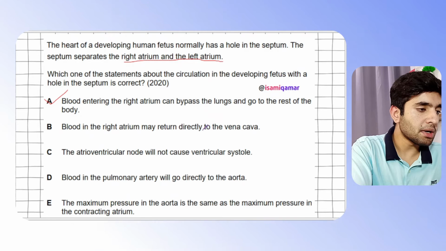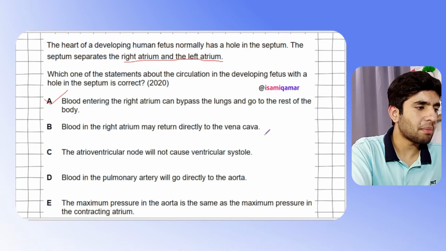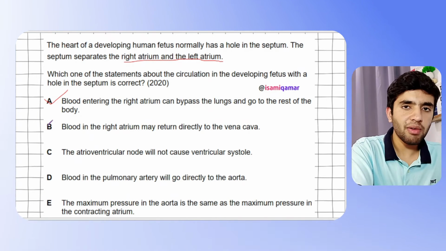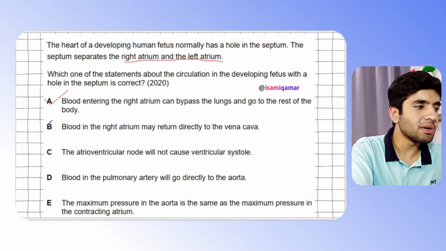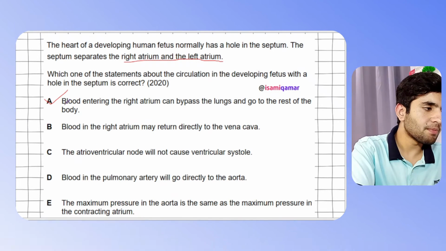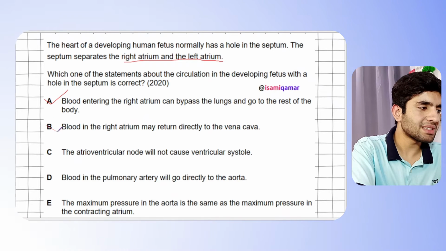Blood in the right atrium may return directly to the vena cava. So can that happen? How could it happen? This isn't true, because there is not a hole between the vena cava and the right atrium. Although there is an opening, blood will come in, but there are walls. This isn't true.